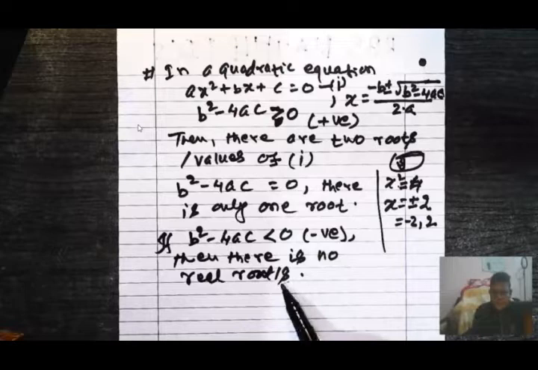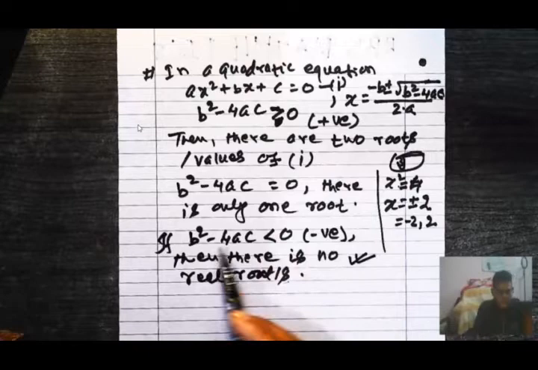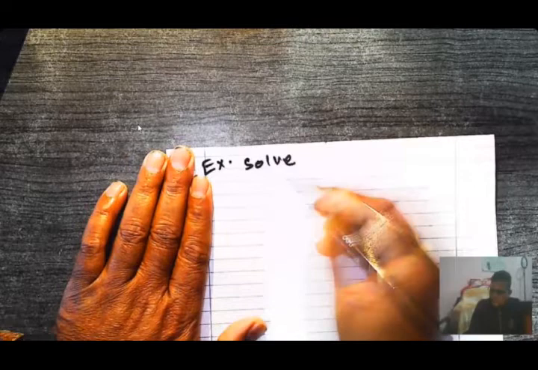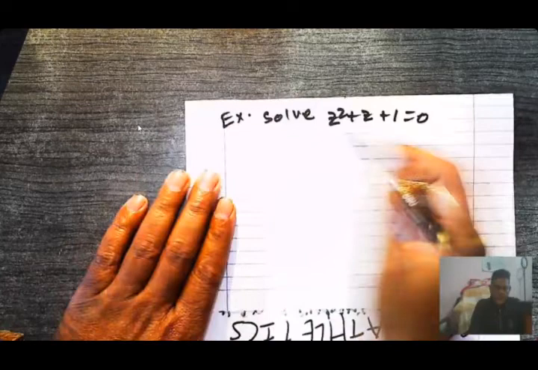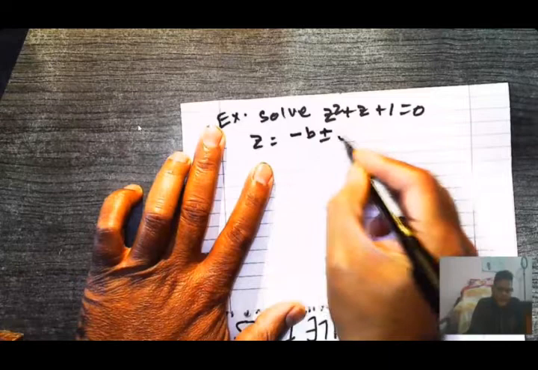What does it mean that there is a root but there is no real root? So at this time I will focus mainly on this last condition where b square minus 4ac is negative. Now let's take an example where we want to solve an equation. We have z square plus z plus 1 equals 0. I am taking this quadratic equation and we will see what the solution is. If you treat this as x, for example, then your z value will be given by minus b plus minus under root of b square minus 4ac by 2a.